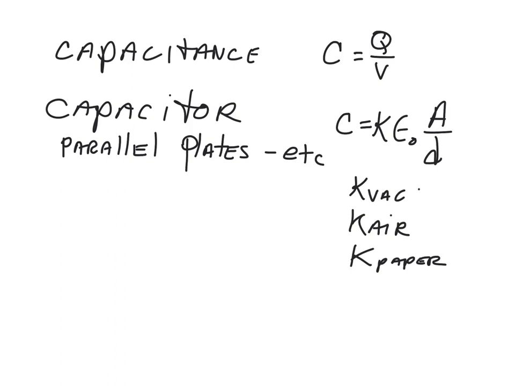So kappa for nothing, a vacuum, is just 1. And kappa for air is almost 1. Generally, we just use 1. And kappa for paper, well, it varies from paper to paper, but in lab, we use 3. And if you look at a table of dielectric constants, you'll see it can vary widely.